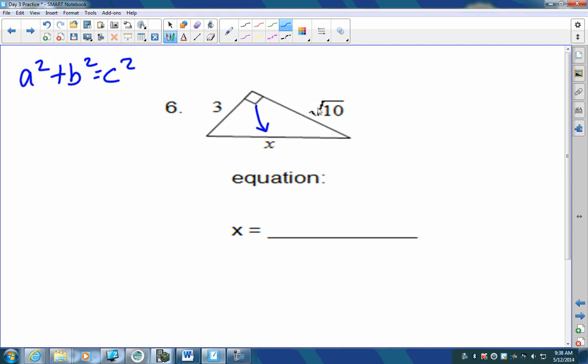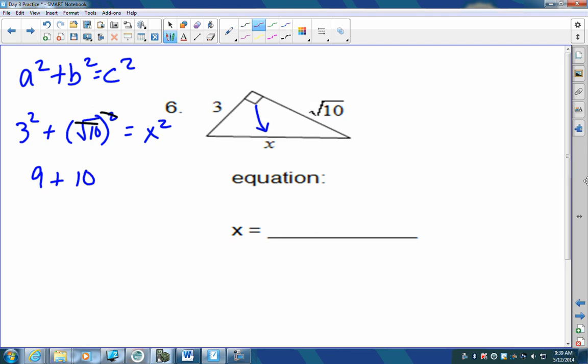So 3 and the square root of 10 are my legs. So I'm going to have 3 squared plus the square root of 10 squared equals x squared. Well, 3 squared is 3 times 3, which is 9, plus I have the square root of 10 squared. The squared and the square root get rid of each other. It ends up being plus 10.